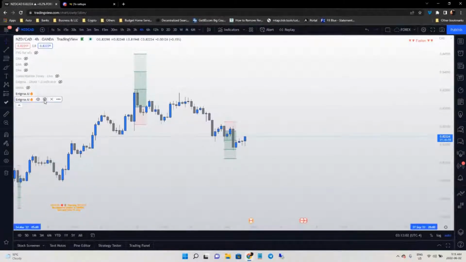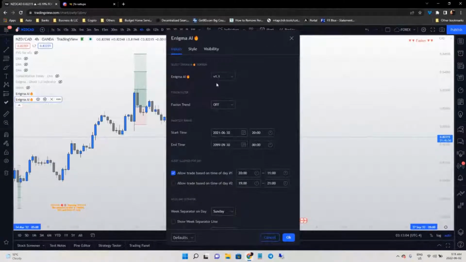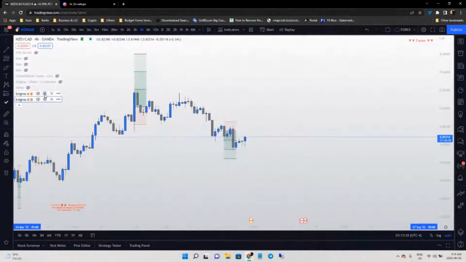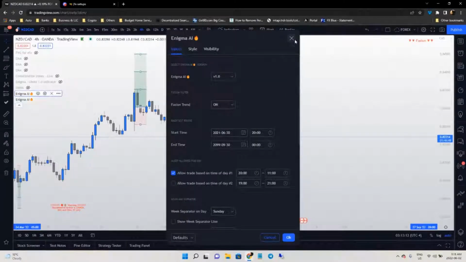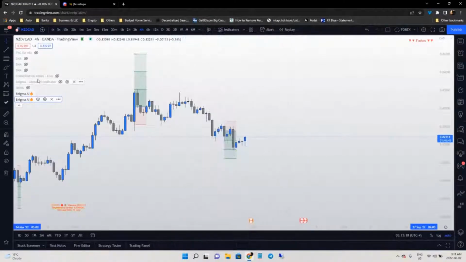Okay, so I'm just going to show you the settings here. So you have V1.1 and you have V1.0. Just going to make sure that 1.1 is on. Perfect. So it's still the same details here. So that's how you have the two of them.